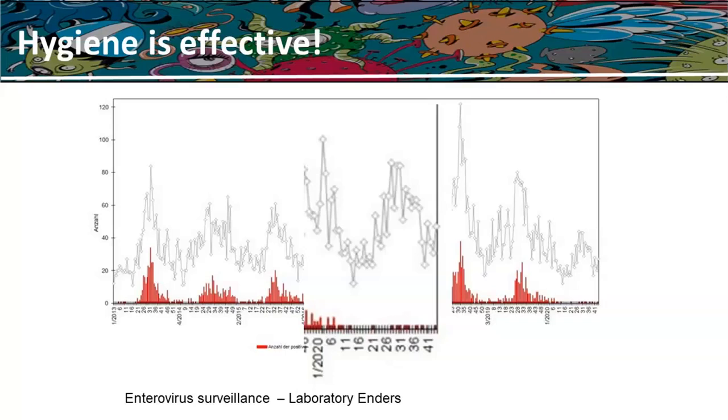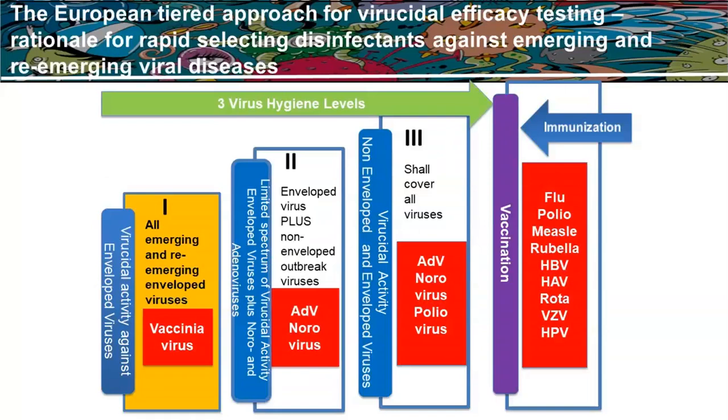That is really amazing from my point of view as a virologist, that enteroviruses disappeared this summer. Never happened. Without any antiviral treatment, without any vaccine, we could control the spread of enteroviruses. Next slide. And I want to show you that we have in Europe a tiered approach for rapid selection of disinfectants.